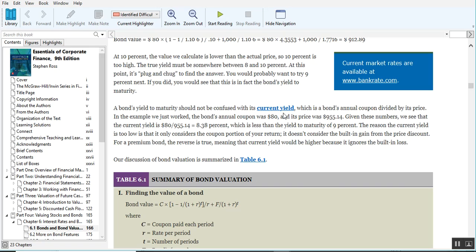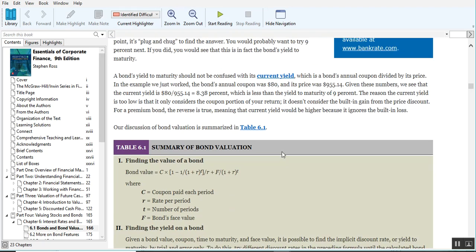But here, with the numbers we have, we can see that the current yield is $80. That's the payment every year divided by the purchase price of the bond. That's 8.38%, which is less than the yield to maturity of 9%. And here they discuss that the current yield rate's too low because it only considers the coupon portion of the return, doesn't consider the built-in gain from the price discount. So there is a difference there.